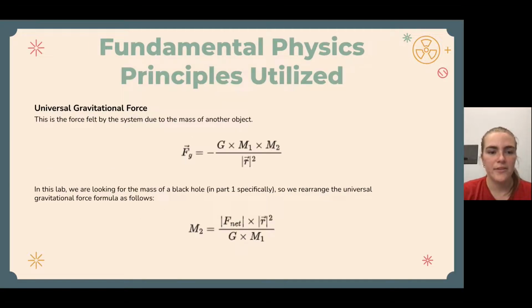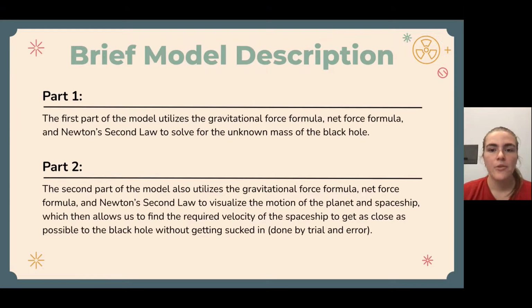Lastly, we also have the universal gravitational force, which is the force felt by the system due to the mass of another object, with the formula below. And we actually rearranged the formula in this case to find the mass of the black hole. A quick model description: in part 1 we utilize the gravitational force formula, net force, and Newton's second law to solve for the unknown mass of the black hole.